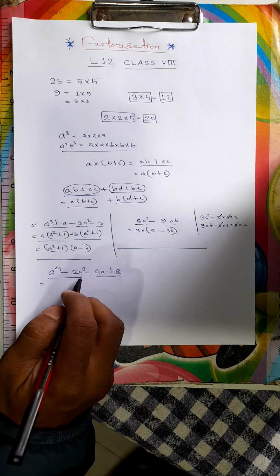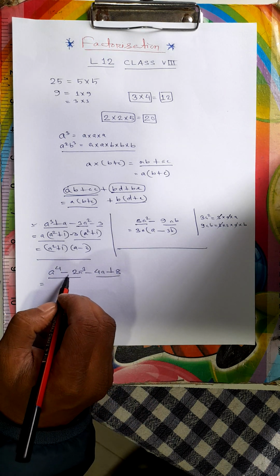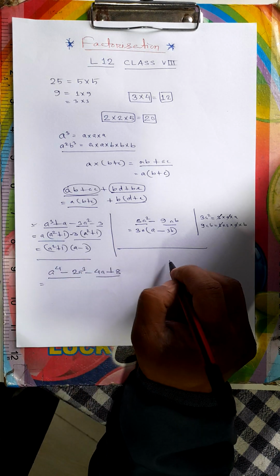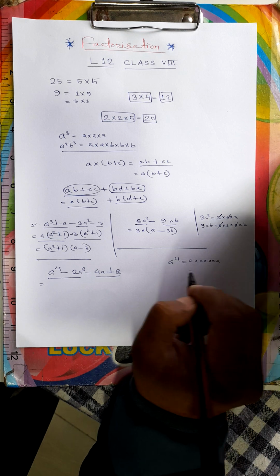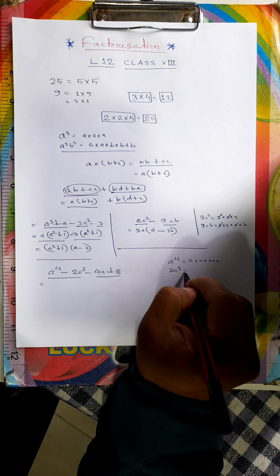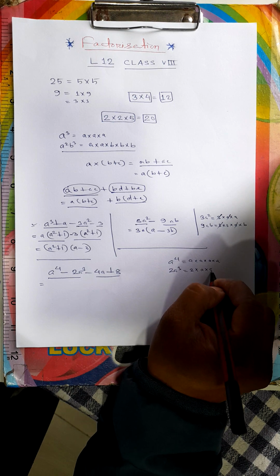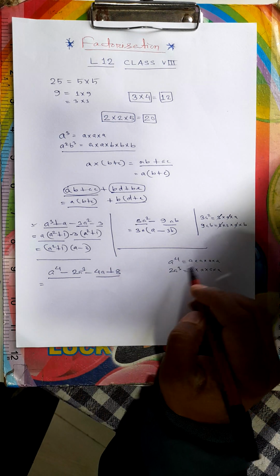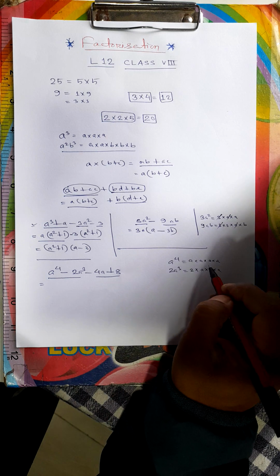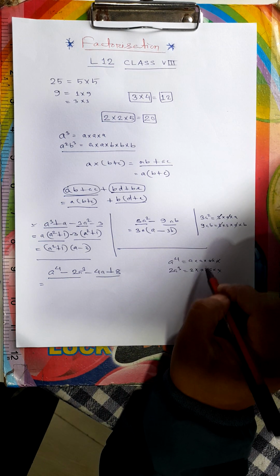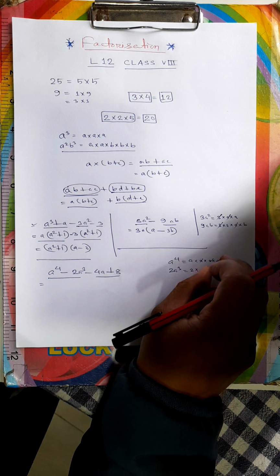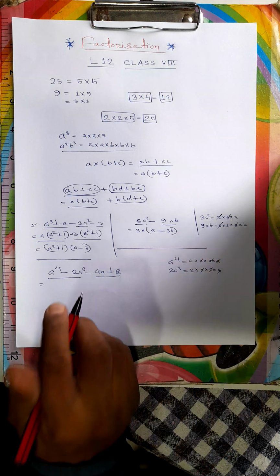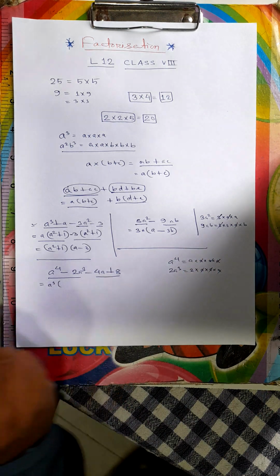Now what is the maximum common factor you can take out from these two? a to the power 4 means a multiplied by itself 4 times. Twice of a cube means 2 multiplied by a multiplied by a multiplied by a. So what are the common factors in both these two terms? This a is common, this a is common. That means for the first term and second term, the common factor is a cube. a 3 times means a cube. a cube is the common factor.